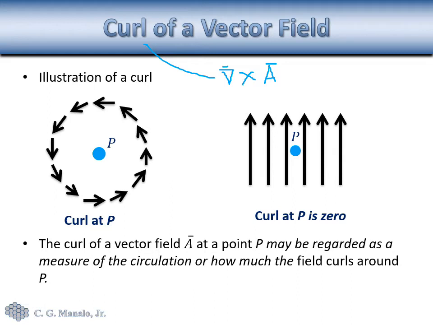Here is another illustration of the curl at point P. So let's say we have here a field that is shown as a circulating field. So the curl at point P can be regarded as the measure of circulation at that point. Also, on the right side, we can say that the curl is zero there, because obviously the field is running in parallel lines at point P.